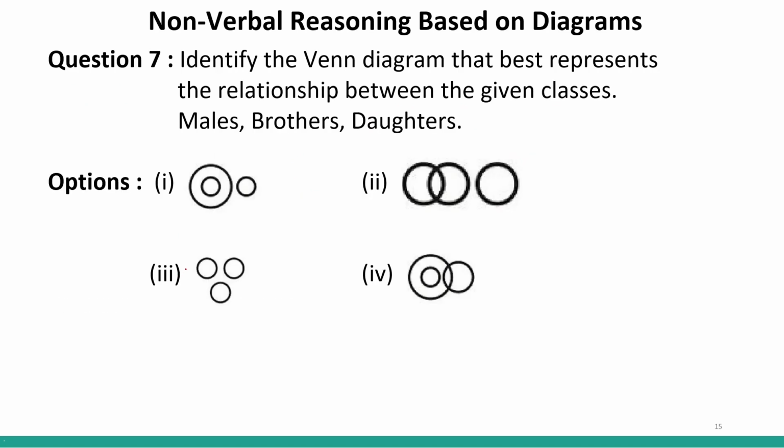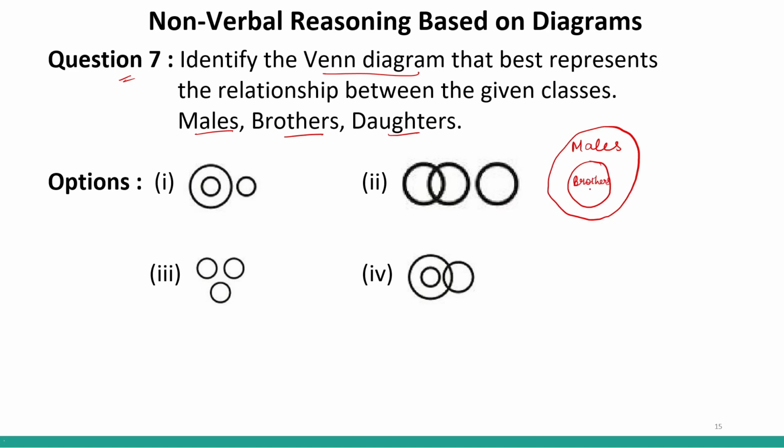Now let us move on to question number 7. We are given a Venn diagram and we have to identify the relationship between mother, brothers and daughters. Males, brothers and daughters. So if these are my males, okay, this Venn diagram represents my males. Out of these males, some males will be brothers.